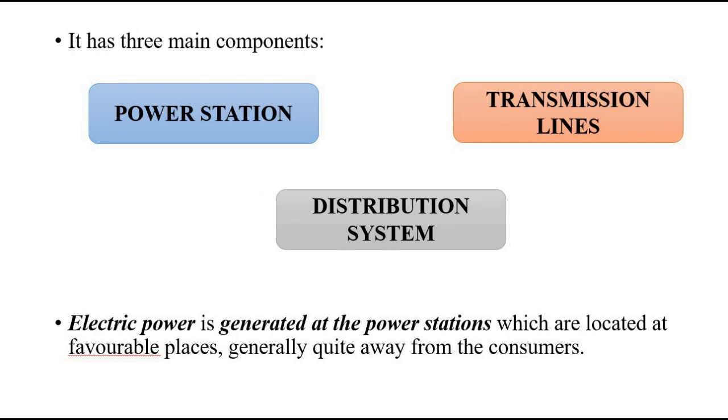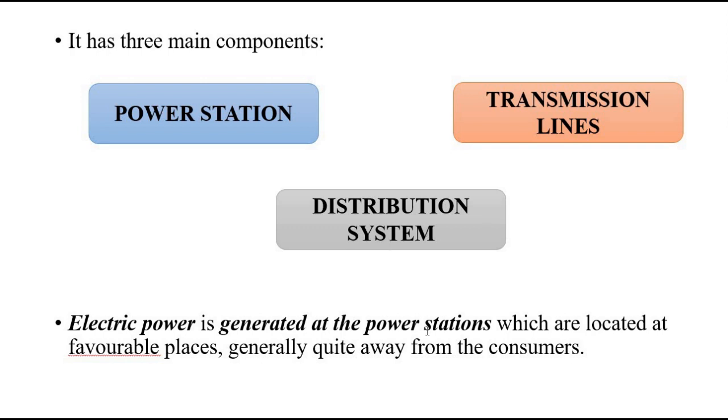So again, these three are accomplished. First, the generation happens from the power station, the power plant. Transmission happens through the transmission line cables or conductors, and the distribution system also is a network of conductors or cables to distribute the power with its own circuitry to make the changes depending upon the requirement of various consumers.